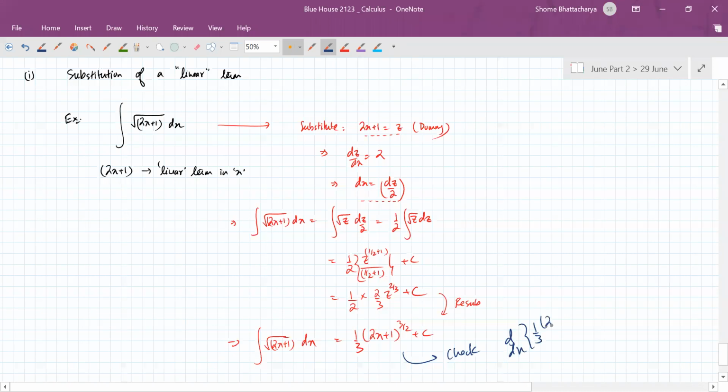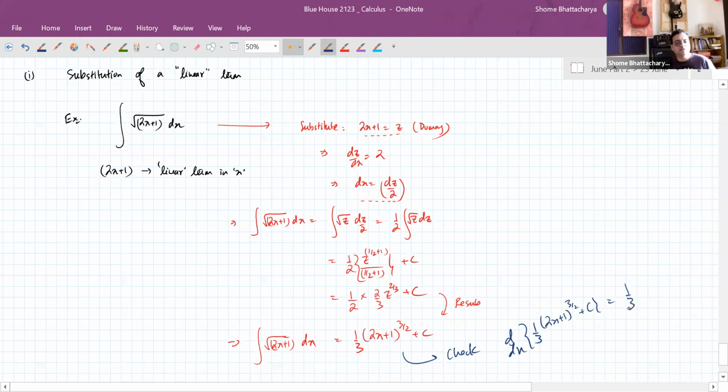Sir, in the second last step, it will be z raised to 3 by 2. Just a moment. So if you do this differentiation, you can see you will have to do it by chain rule. So you will get that. You will get square root of 2x plus 1. So that means our integration is correct.